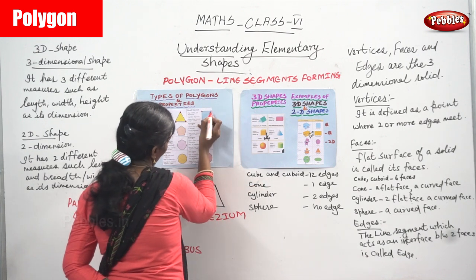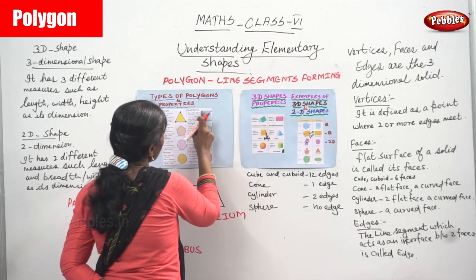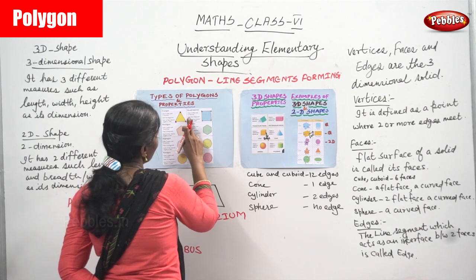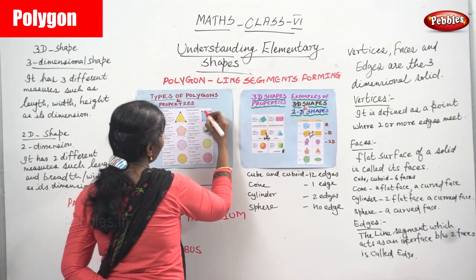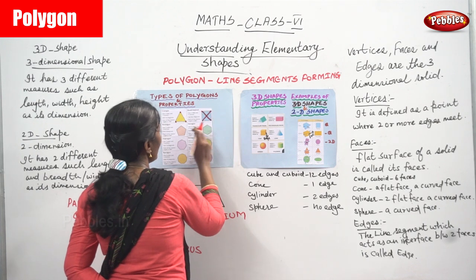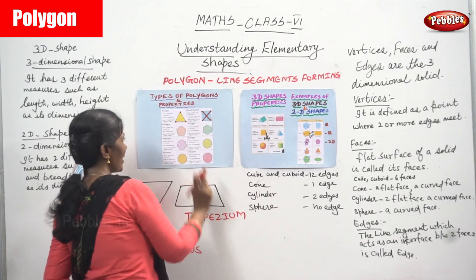Actually it is defined as a point. The vertex is nothing but a point where 2 or more edges meet. So 1 edge, 2 edges, 3 edges, 4 edges. Okay, and 4 sides and 4 vertices, and it has 2 diagonals. This is one diagonal, and this is another diagonal. Okay, and the sum of the interior angles is 360 degrees. Here, for the triangle, the sum of the interior angles is 180 degrees.